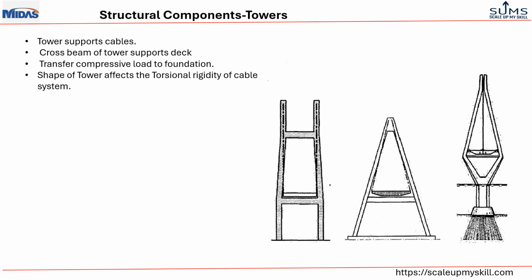First structural component of cable stayed bridge is tower. Tower supports cable. It has a cross beam which supports the deck. The use of tower is it is transferring the compression load to the foundation. And the shape of tower affects the torsional rigidity of cables. So it can be single tower or twin towers, S shape, A shape, inclined towers. So various shapes of towers can be found in cable stayed bridges.